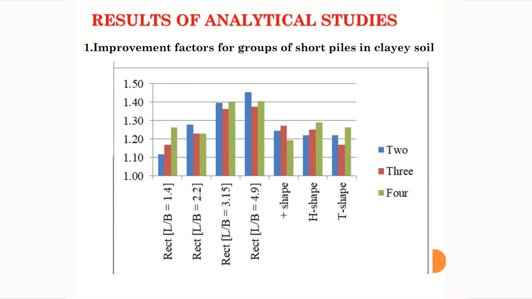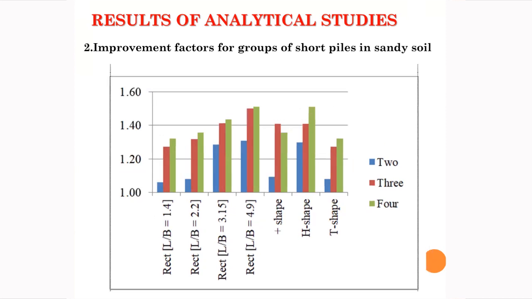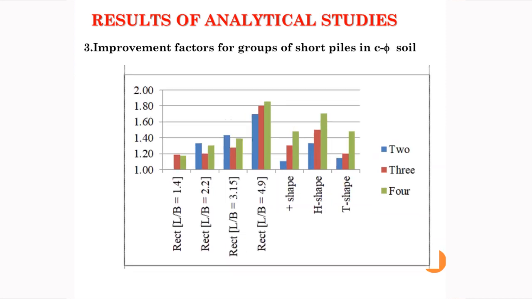This particular figure shows the improvement factor for the group of short piles, having L/D ratio less than 5, in clay soil. The blue bar shows the results for the 2 group of piles, the brown bar shows the results for the 3 group of piles, and the green bar shows the results for the 4 groups of piles. These bars are plotted for the rectangular piles with 4 different aspect ratios, then the plus-shaped barrettes, the S-shaped barrettes, and the T-shaped barrettes. Similar results are also plotted for the sandy soil and for the C5 soil.